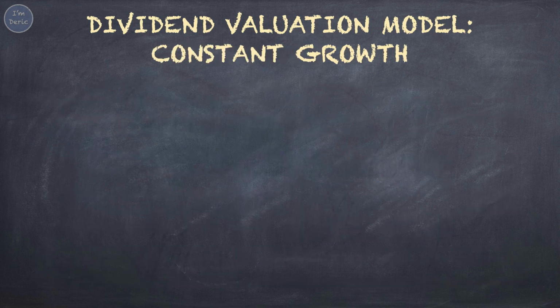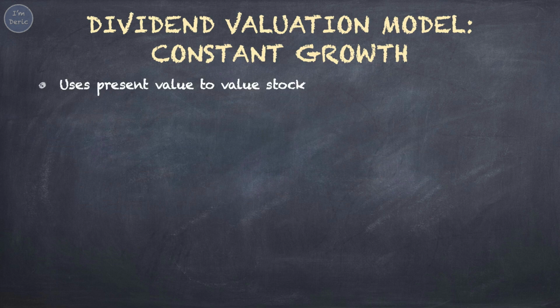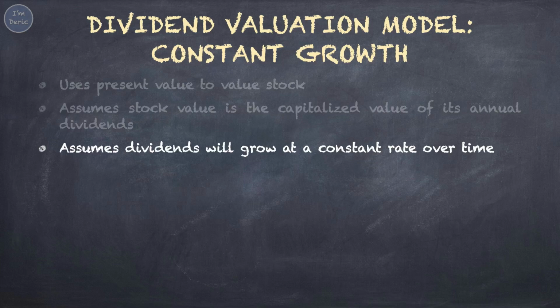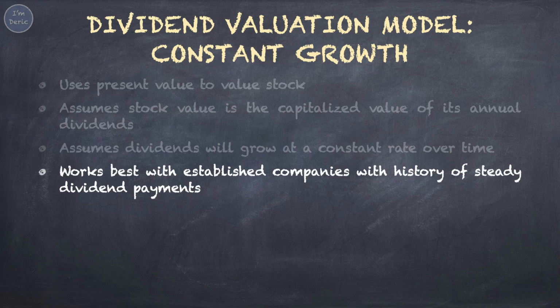The next model of dividend valuation model is constant growth model. Similar to zero growth model, it also uses present value to value stock. It also assumes stock value is the capitalized value of its annual dividends. However, constant growth model assumes dividends will grow at a constant rate over time. Do you remember, we just mentioned, zero growth model, the dividend will not grow as it is fixed. Constant growth model works best with established companies with history of steady dividend payments.